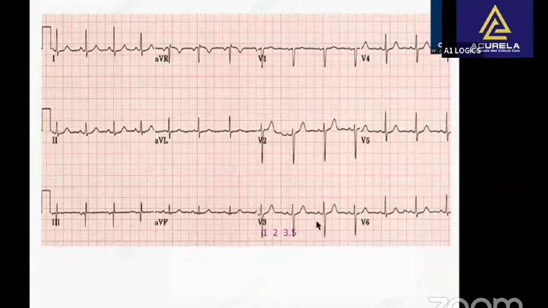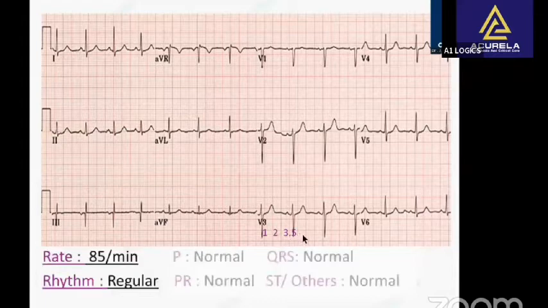So what about the rhythm? The RR interval is constant and each P wave is being followed by the QRS complex. So the rhythm is regular. And what about the rate? There are 3.5 large boxes, so it's going to be 300 divided by 3.5. The rate is 85 per minute and the rhythm is regular. So this is a normal ECG.